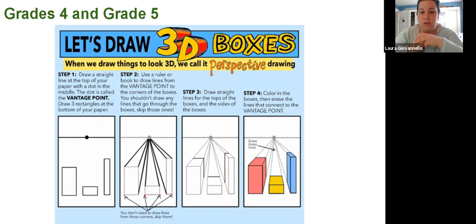Skip over those ones. Step 3 is to draw straight lines for the tops of the boxes and the sides of the boxes. And then step 4 is to color in the boxes and then erase any lines that connect to the vantage point. Now you've made a 3D shape. You can turn these into buildings or anything else if you would like.